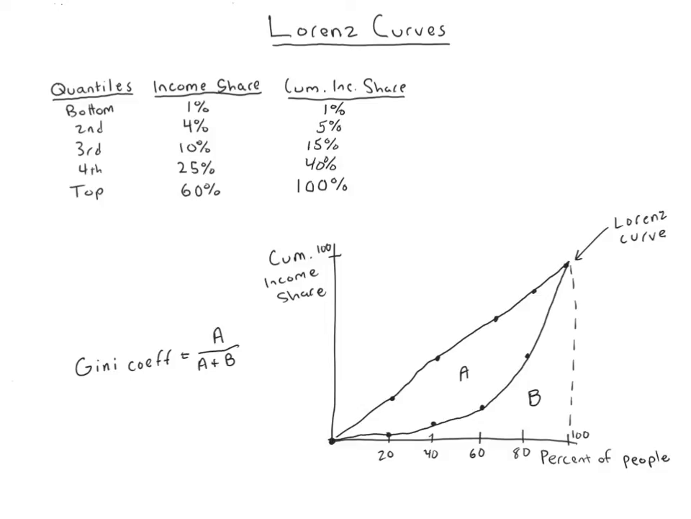So you'll be expected on tests to be able to interpret graphs with Lorenz curves, plot Lorenz curves, calculate the Gini coefficient if given the areas of A and B, and in general interpret Gini coefficients, like if given some numbers, which countries are more equal, which countries are less equal, and so on. So that's our summary of inequality.